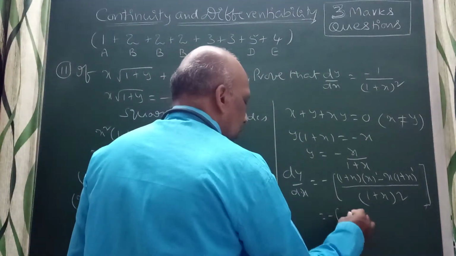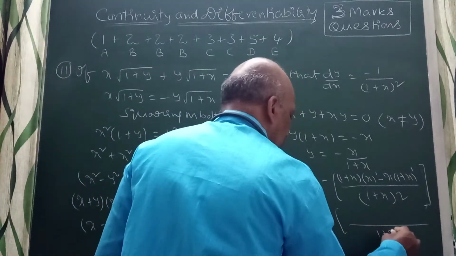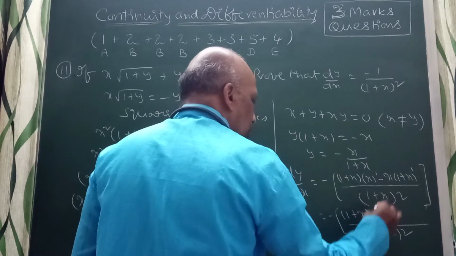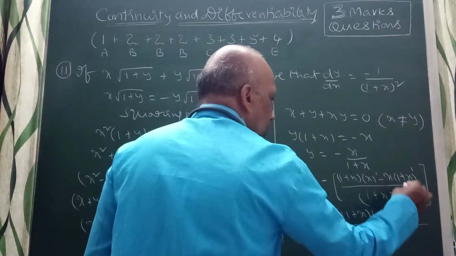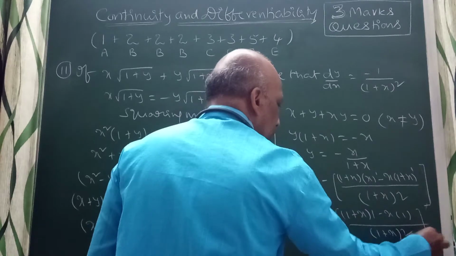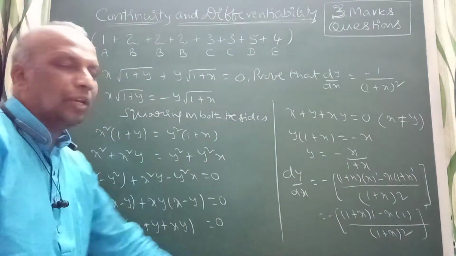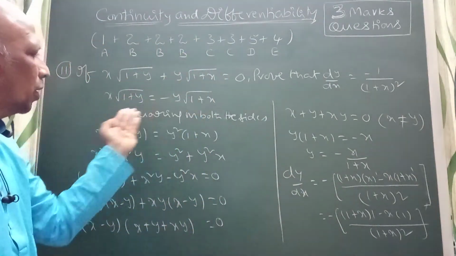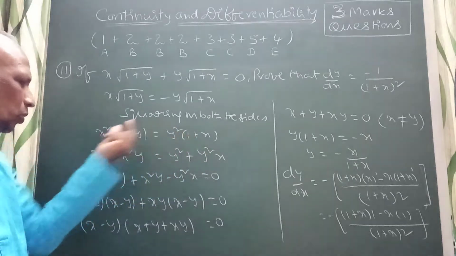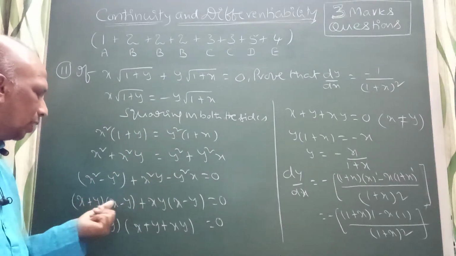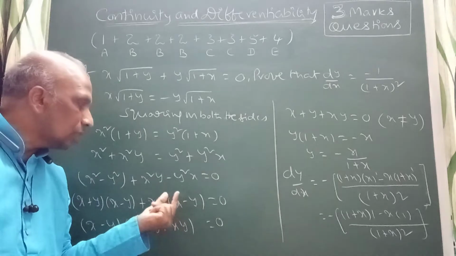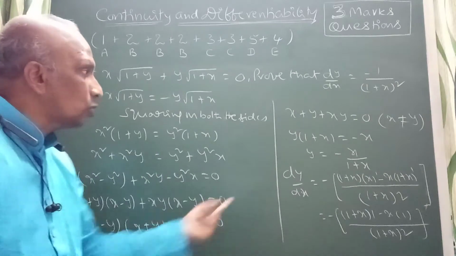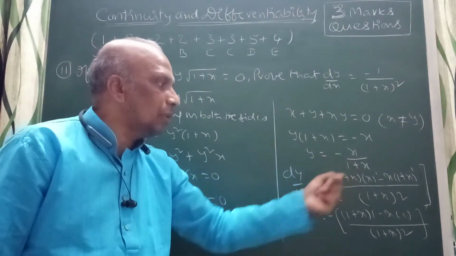Now you can check here. The denominator is (1 plus x) whole square. In the numerator you write (1 plus x) into derivative of x, which is 1, minus x into derivative of 1 plus x, which is 1. You can verify. Before simplification, what I have done here: you transfer that side, squaring on both the sides. Then again you transfer these to this side, rearrange, take x plus y and x minus y, take xy common, now you take x minus y common. Since x not equal to y, this other factor should be 0. Then y is equal to minus x by 1 plus x.